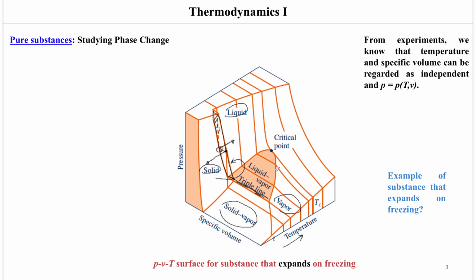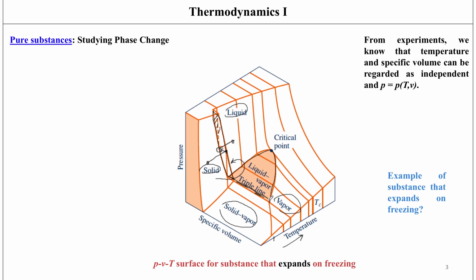Okay, and then another point that we can look at is this critical point, and this critical point is right at the top of this dome. This is called the vapor dome, and it's basically the point that conjoins these two saturated liquid line and saturated vapor line.